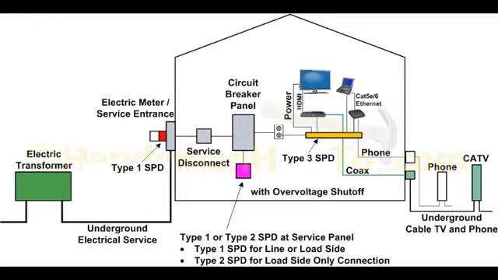Here's an illustration of your incoming, a type 1 surge protector at the line side of the incoming service. Then you have your circuit breaker panel in your dwelling, and on the load side you have a type 2 surge protector, and then of course a surge protector that you plug all your entertainment or computer workstation or point of sale terminals into.